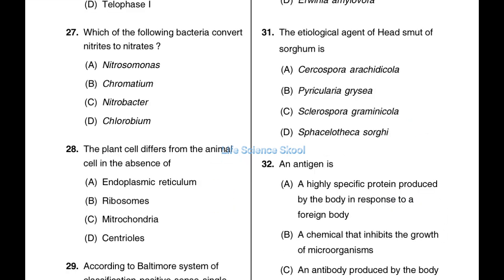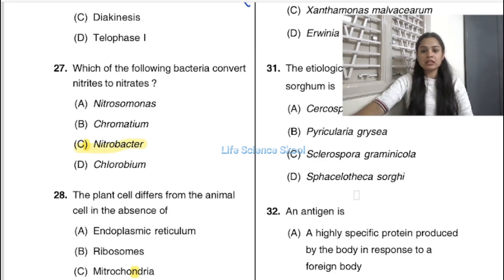Moving on to the next question. The etiological agent of head smut of sorghum is option A Cercospora arachidicola, option B Pyricularia grisea, option C Sclerospora graminicola, option D Sphacelotheca sorghi.